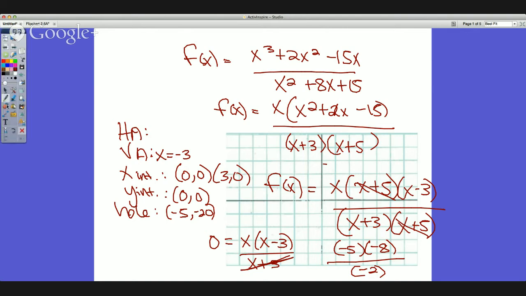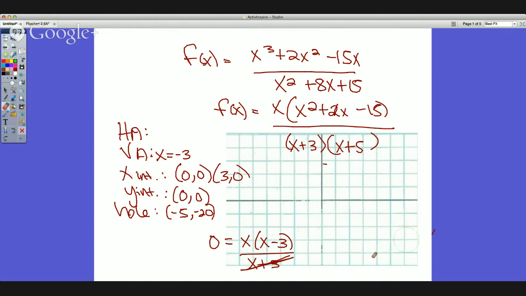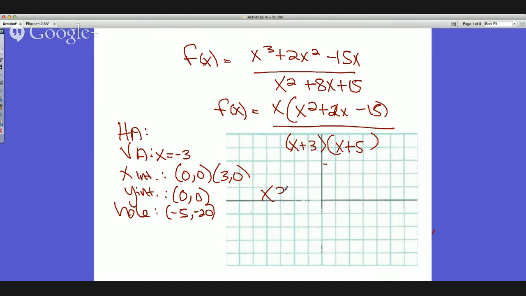But if I could, I'm going to erase this right here. And what I'm going to do is, there we go. We're going to divide this bad boy. All right. Now, let's divide this out. So we'll get x squared plus 8x plus 15 goes into x cubed plus 2x squared minus 15x plus 0.